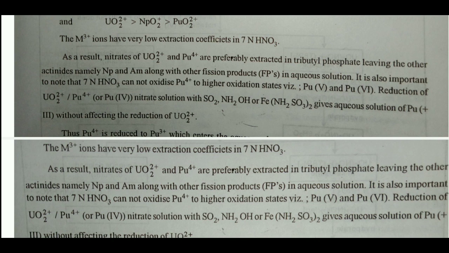As a result, nitrates of UO2 2+ and Pu4+ are preferably extracted in tributyl phosphate, leaving the other actinides, namely Np and Am, along with other fission products in aqueous solution. It is also important to note that 7N HNO3 cannot oxidize Pu4+ to other oxidation states, Pu5+ and Pu6+.